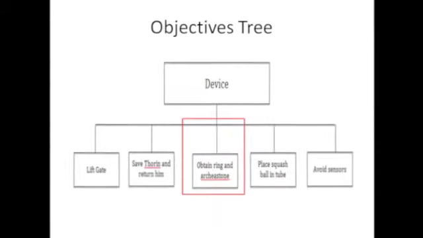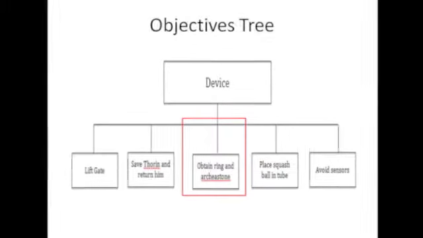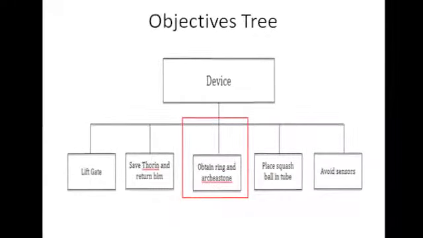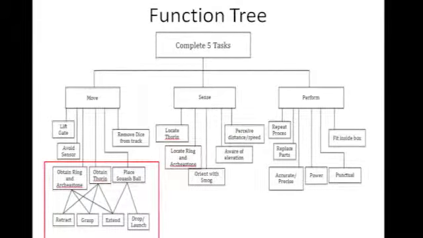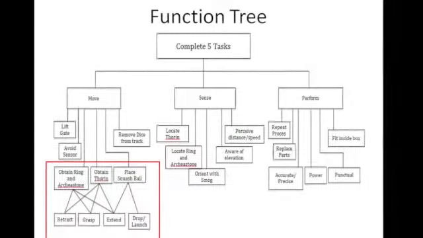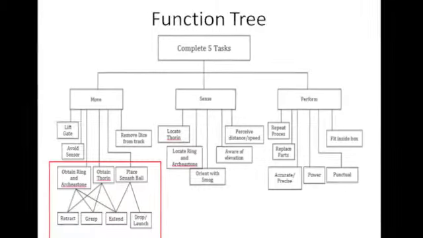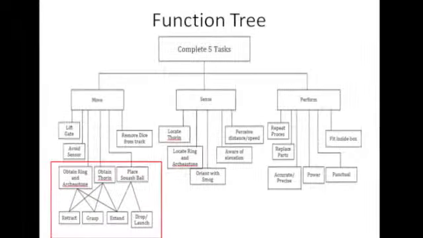This is a simple objectives tree for the device. The device needs to lift the gate, save Thorn, obtain the ring and archstone, place a squash ball in the tube, and avoid sensors. Here we see the function tree. Obtaining the ring and archstone is highlighted in the bottom left because that is the main function we'll be concentrating on today.